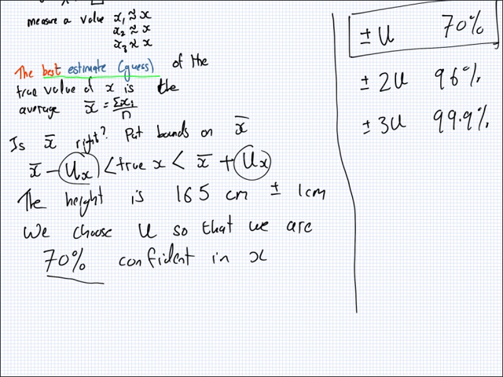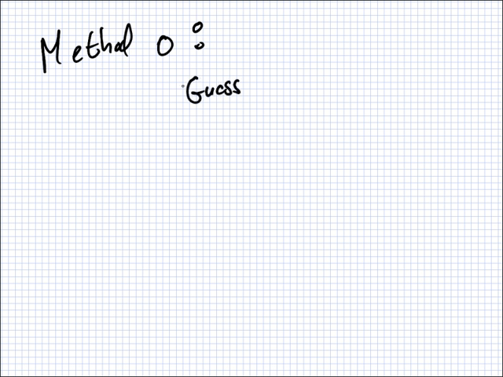Okay? So now the question is, how do we calculate U? And I have 4 ways to calculate it. So let's have a look at each. Okay? So the first one, I call it method 0. This way, are you looking, Ben? This way, if you want to calculate it, what you do is you guess. Yeah. And the reason you do this is because you don't have enough information.